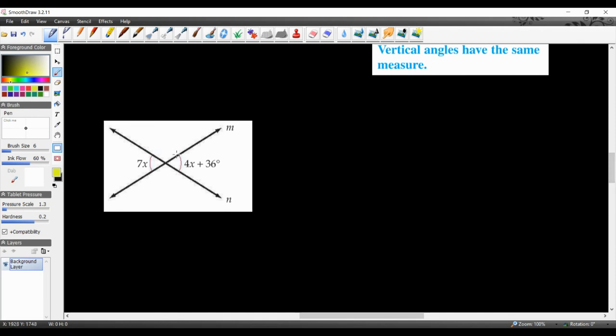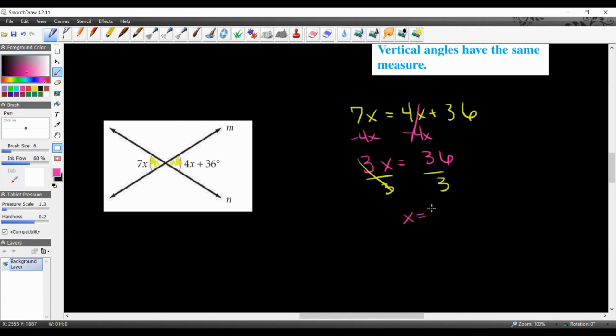We have this figure here, and we know that these two angles are vertical angles and they're equal to each other. So to solve for x, all we have to do is do 7x is equal to 4x plus 36, and we solve. Okay, so I'm going to start by subtracting 4x from both sides, which gives me 3x is equal to 36. We divide both sides by 3. So x looks like it's equal to 12.